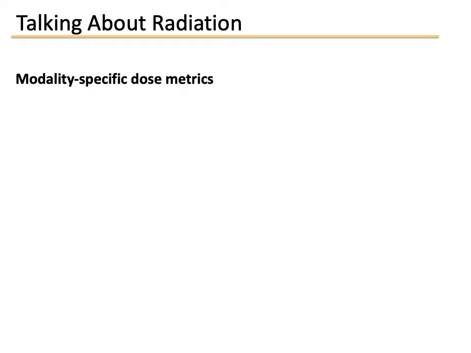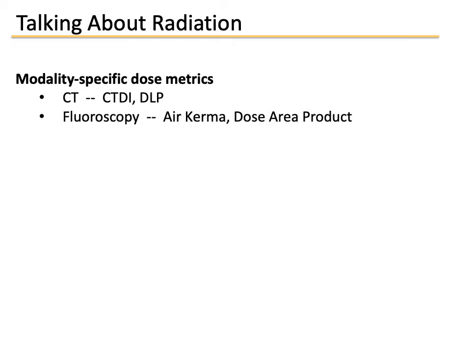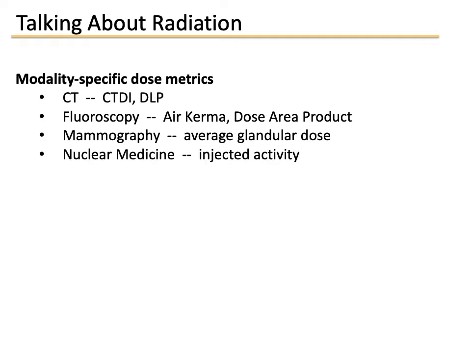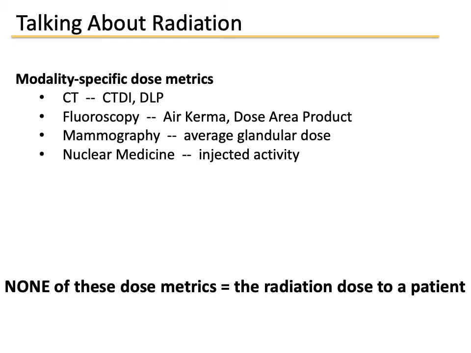There are also modality-specific dose metrics that you may be familiar with. In CT, we talk about CTDI or DLP. In fluoroscopy, we talk about air kerma or dose area product. In mammography, we talk about average glandular dose. In nuclear medicine, we discuss injected activity. I'm not going to talk about these dose metrics in this talk, but I want to point out that none of these dose metrics actually describes the radiation dose to a patient. They're all ways of describing the amount of radiation used in various exams, but they do not describe patient dose.